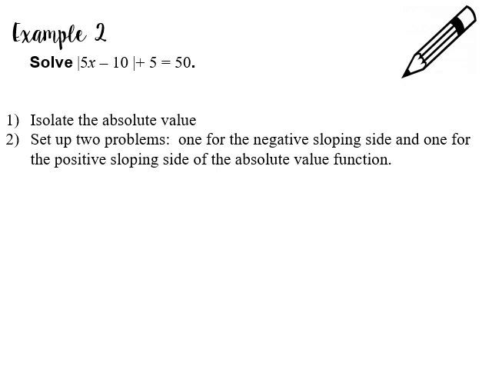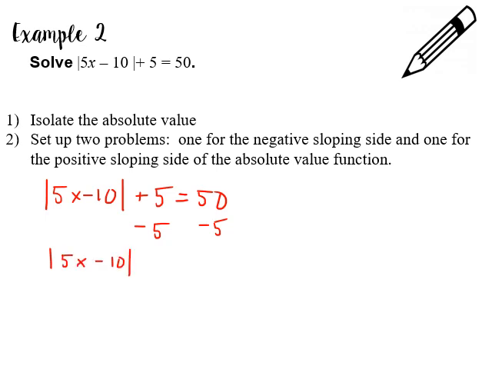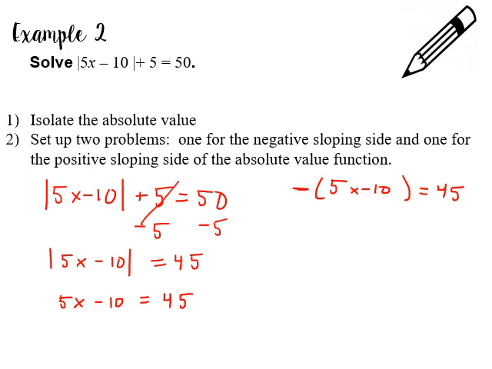Okay, so I've got the function absolute value of 5x minus 10 plus 5 equals 50. First step is to get the absolute value symbol by itself. So I'm going to subtract 5 from both sides. I now have the absolute value of 5x minus 10 equals 45. So my next step, after I have isolated my absolute value symbol, is to set the positive portion equal to 45. I'm going to set up a second equation where I'm going to have that same value, 5x minus 10, equal to 45, but I'm going to account for the negative sloping side. I'm going to solve both of these equations for x.